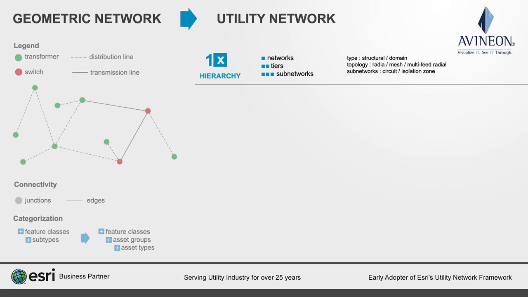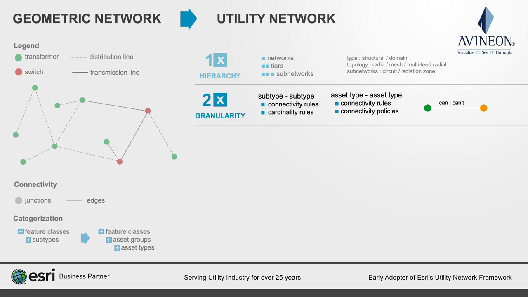In a geometric network, connectivity cannot be organized into hierarchies. In contrast, utility network enables managing connectivity as network types, tiers, and subnetworks. The tiers support topology types such as radial, mesh, and multi-feed. For instance, subnetworks provide the ability to model a circuit within an electrical system or a pressure zone within a gas system. This marks the first reason why utility network is more capable than geometric networks.